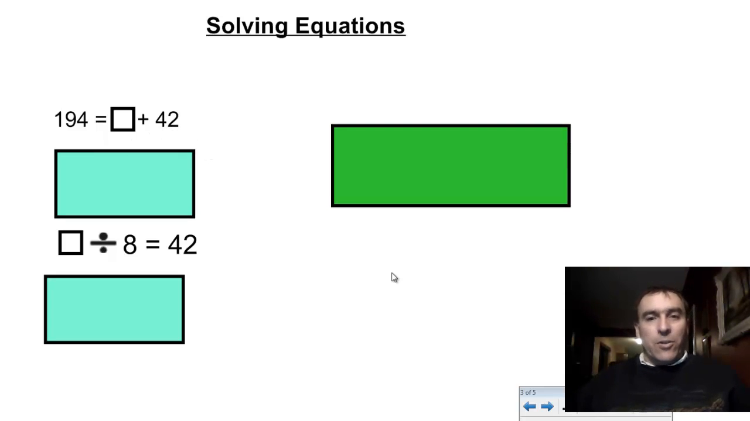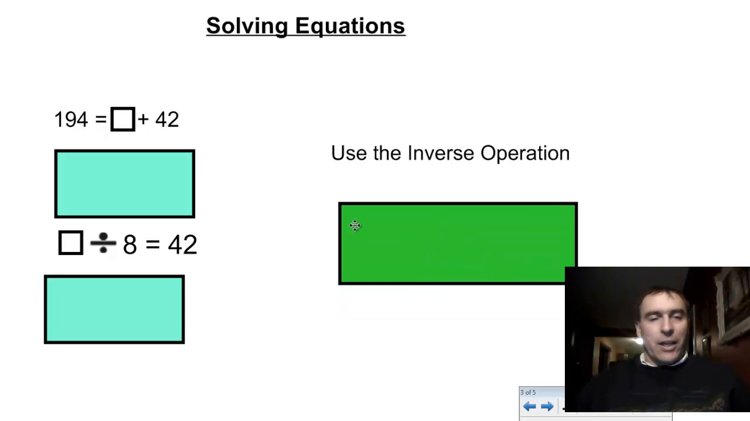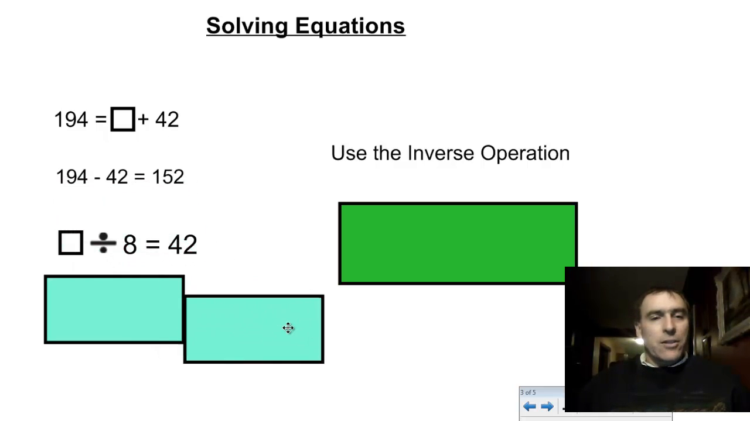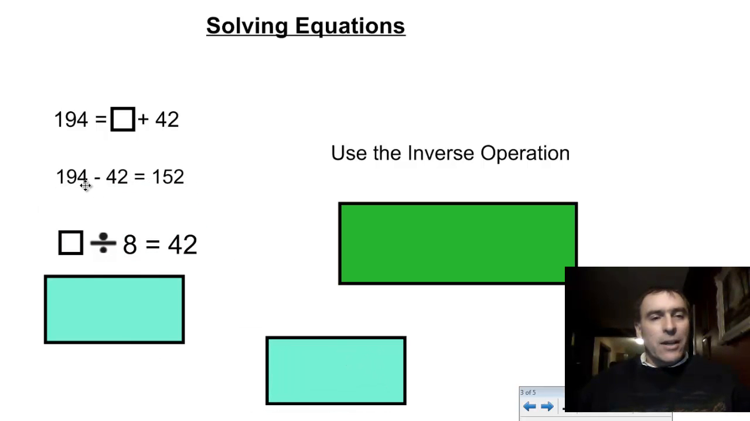Another strategy that you can use is called the inverse operation. In mathematics, inverse operations are operations that go hand in hand with each other. You've got addition and subtraction. We've seen that in order of operations, that they're companion operations. And then multiplication and division are inverse operations of each other. So what would the inverse operation of addition be? Subtraction. So we can turn 194 equals something plus 42 into a subtraction question. We take the 194, minus 42, and we end up with 152, and that is indeed our answer.